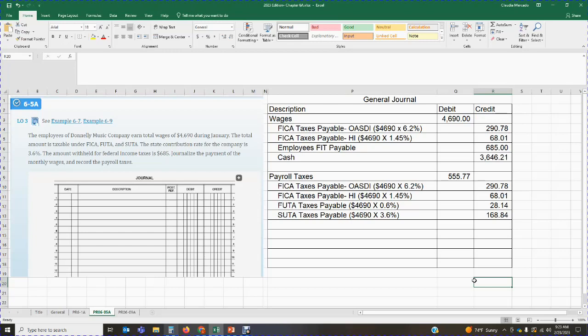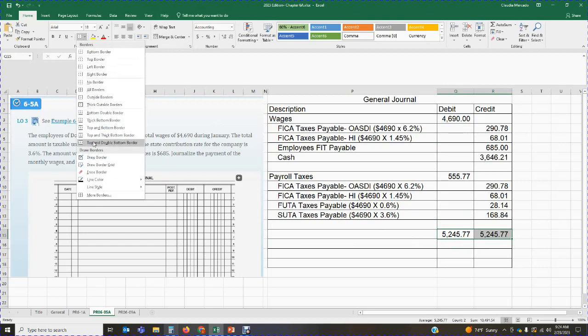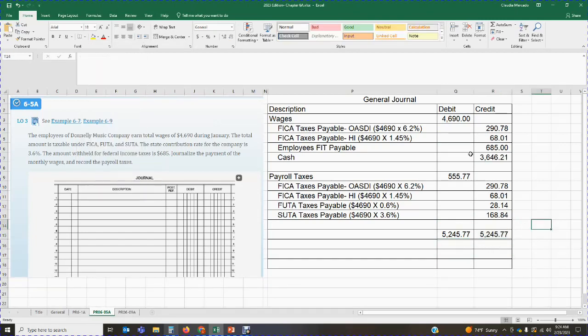So these are the two entries that you need to do. One of them is to journalize the payment of the wages, which is the top entry. And then the bottom entry is to journalize the payroll taxes. I'm using Excel here. What I like to do, and you can do this with your calculator, is just make sure that your debits always equal your credits. That way you know that you are in balance. I just have that habit of making sure I've done all of my entries and that my debits and credits equal. That way I know that my transactions are in balance, and it just gives me a little bit more peace of mind.